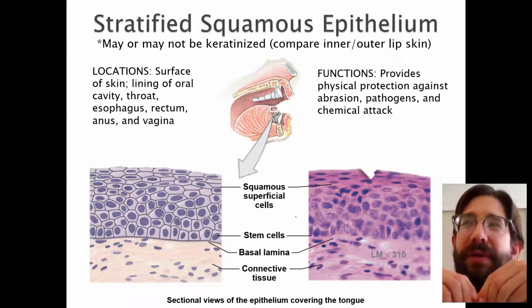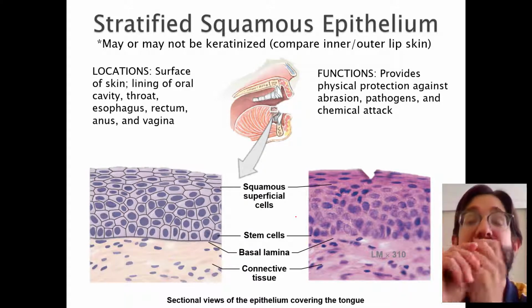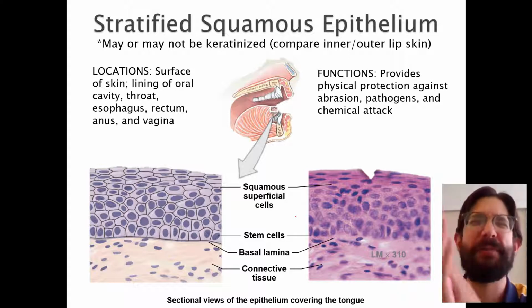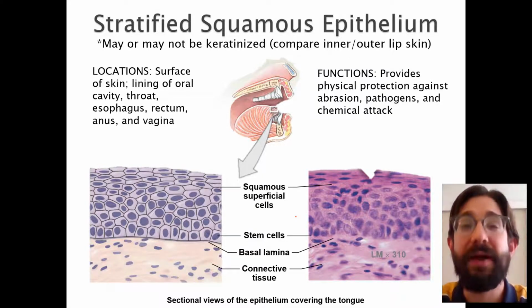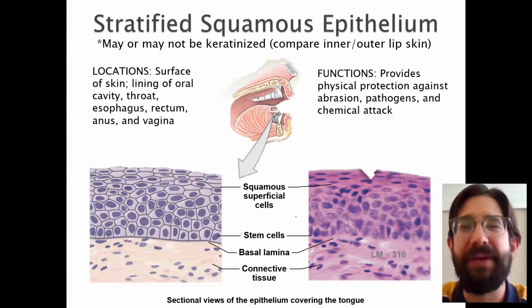You don't want your esophagus, though, to be coated in a rough, dry skin like this. You still need it to be thick because those Doritos are real sharp when you crunch them up and swallow them. So you need a thick protective layer, but you don't want a rough, dry one. So the esophagus is non-keratinized. The vagina is non-keratinized. The oral cavity is mostly non-keratinized.